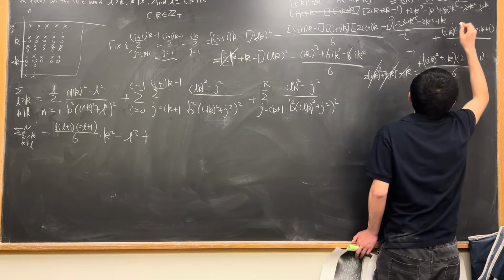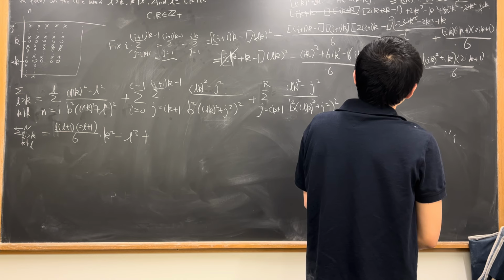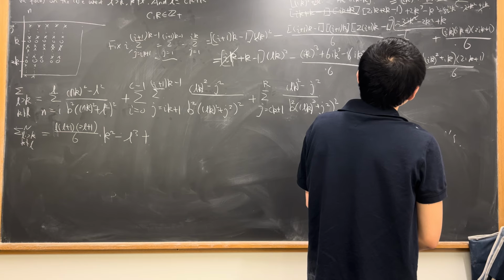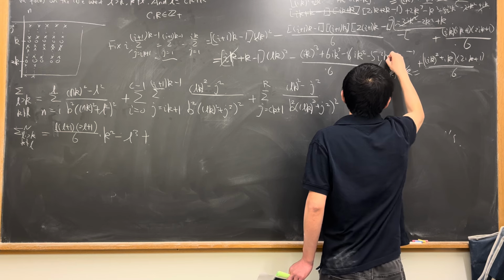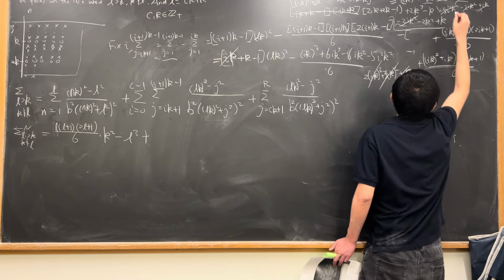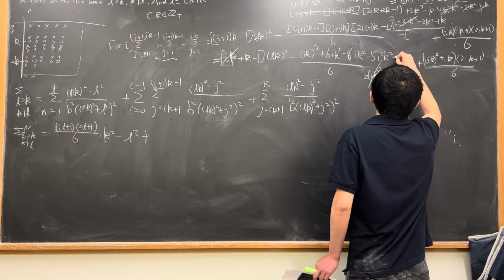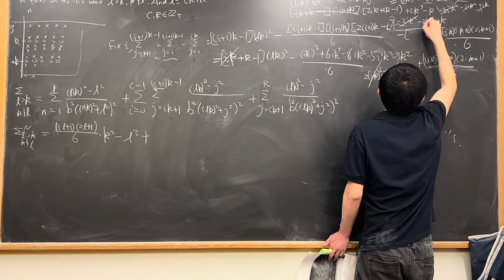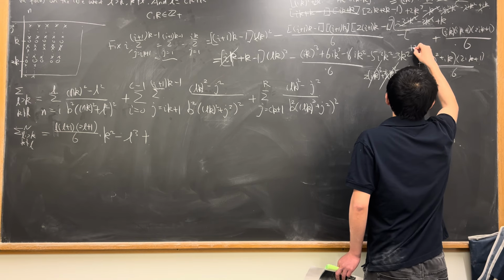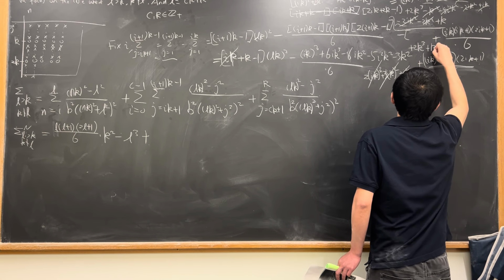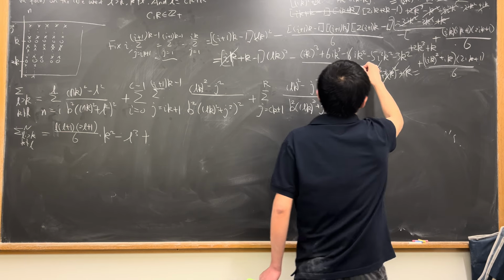So there's another one. And then what we have is that minus 5 i squared k squared, and then minus 3k squared. And then plus 2k cubed plus k. So the whole thing over 6.